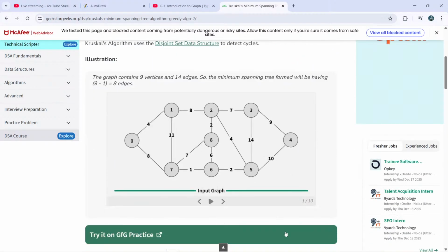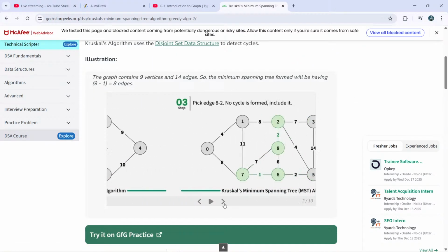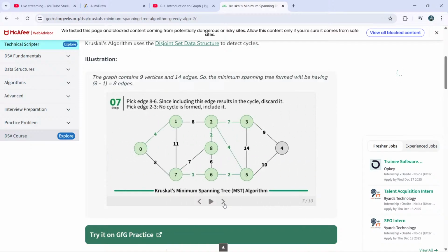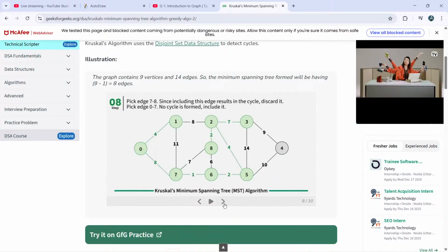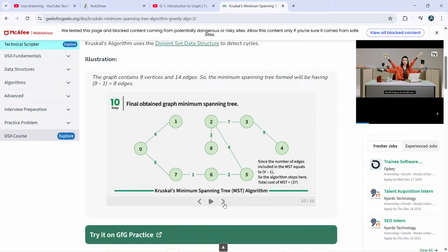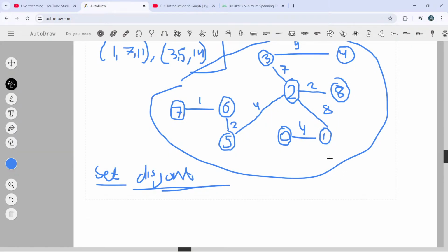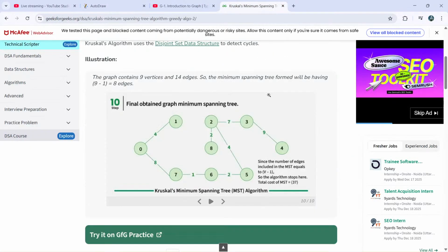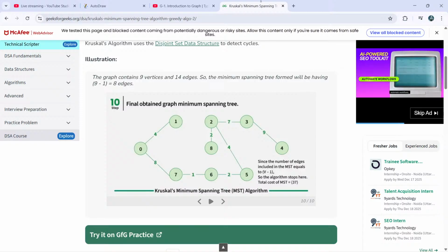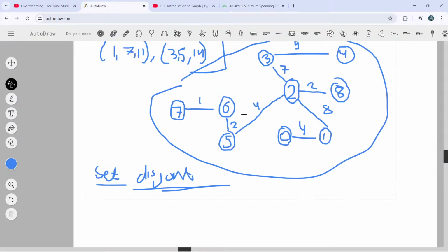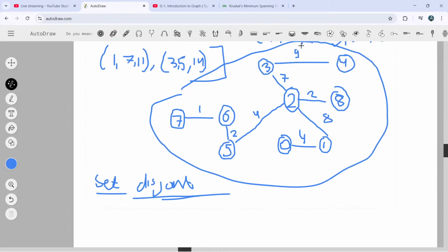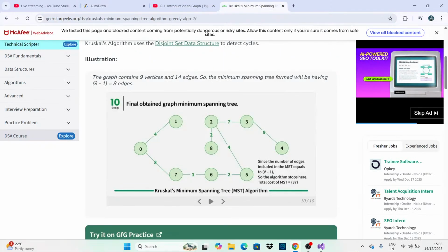I think this will be better here. Yeah, this is the MST. Total cost is 37, and the running sums are 1 2 3 7 11 19 21 28 37, right?